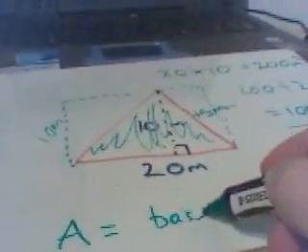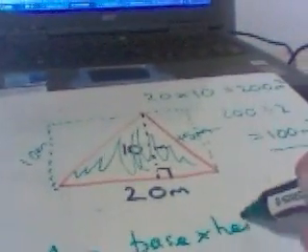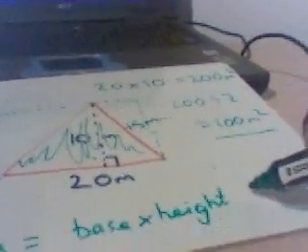If you want to think of it this way, the area of a triangle is base times height divided by 2.